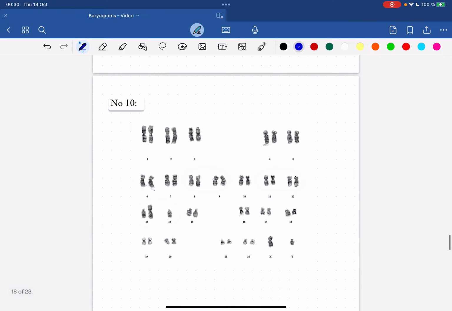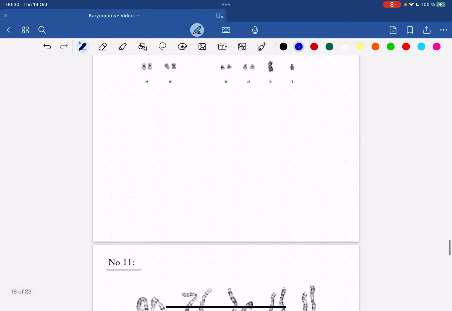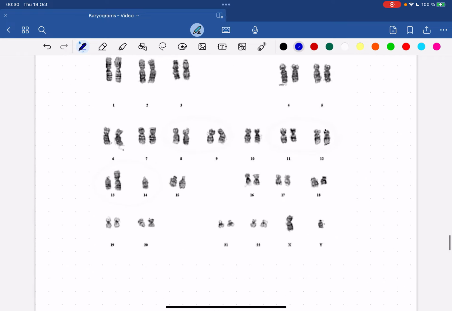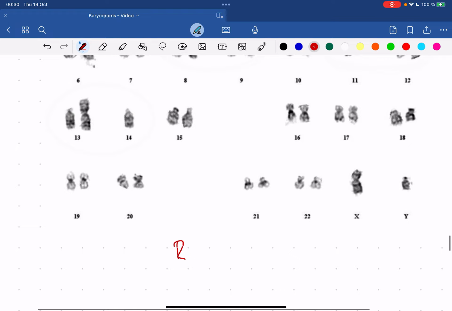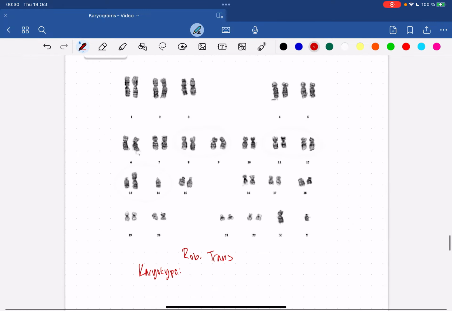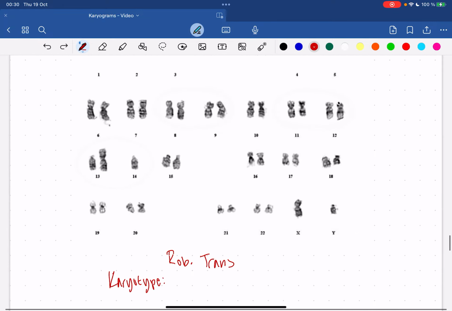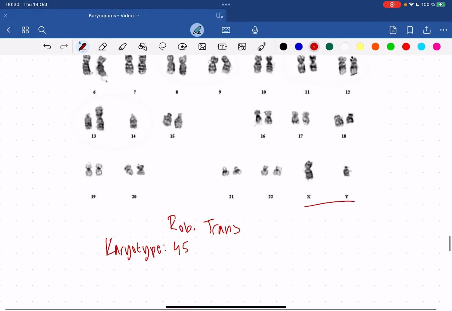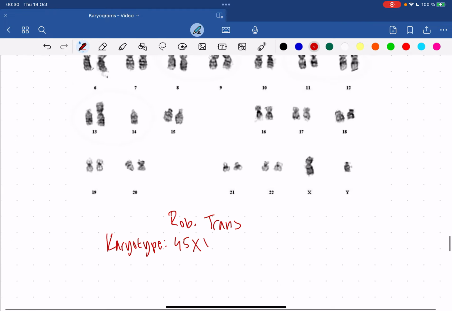Okay, perfect. This is Robertsonian translocation. I like to end with this one because Robertsonian is always a little bit tougher. Why is it Robertsonian? Because you only have 1 chromosome here, so you know it's Robertsonian. And what is going to be the person's karyotype? Well, it's going to be 1 less chromosome because we only have one here, so 45 instead of 46. And then we have X and Y, so XY.